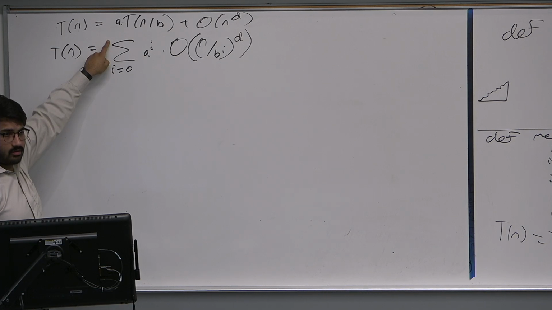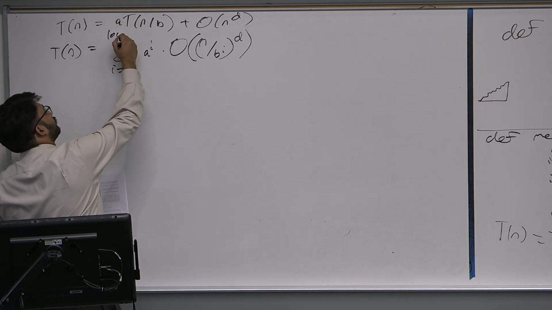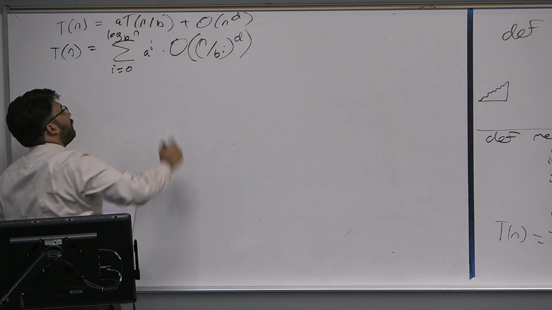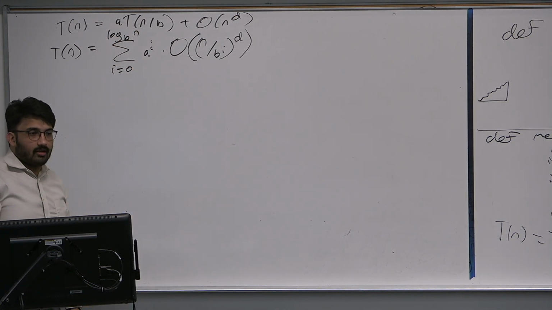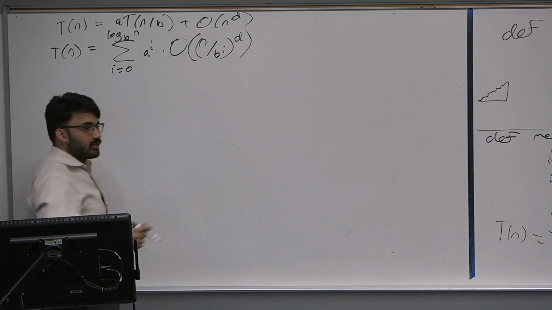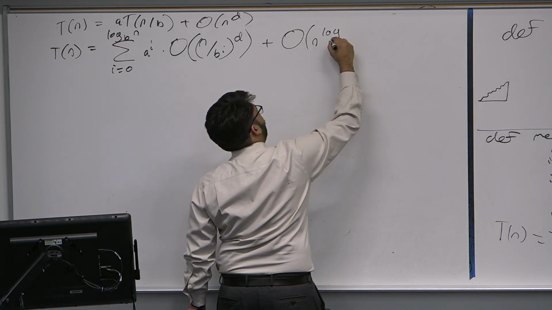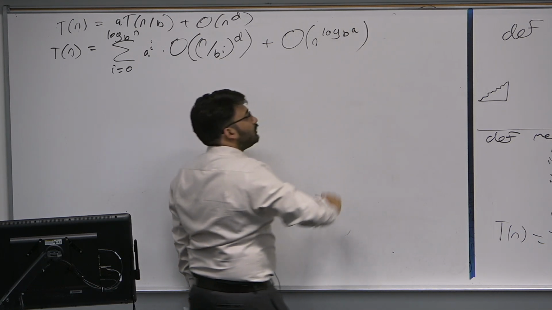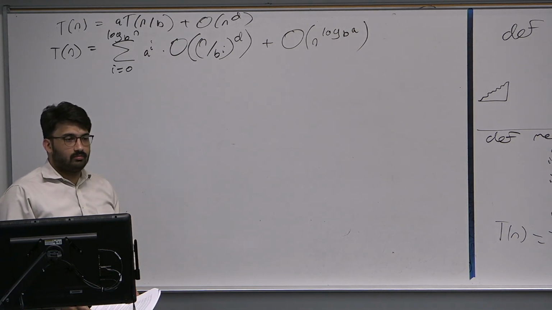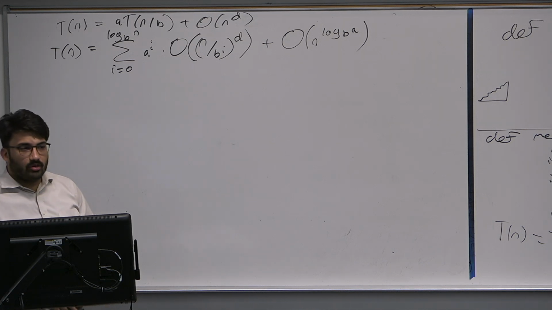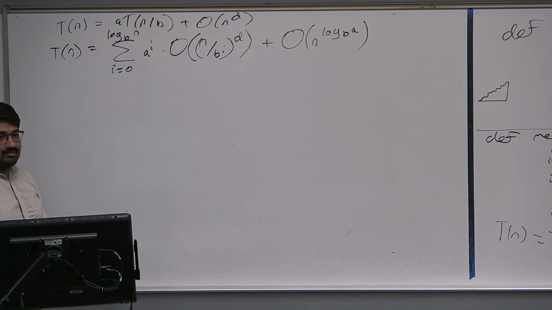It's k, which is log base b of n. That's the work done at each level. We also need to sum the amount of base cases we hit, which is going to be O(n^(log base b of a)). Okay, that's the answer. QED. Now, of course, algorithms, we're not going to leave it like that.